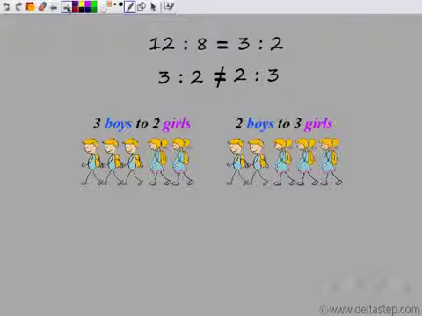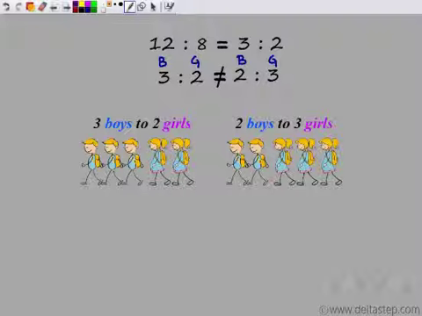Here 3 is to 2 is the ratio of boys to girls. Now, if you keep the quantity the same, that is the ratio of boys to girls, and you just switch the numbers, from 3 is to 2 you make it 2 is to 3, then it is not the same, because the first says that in 5 students, that is 3 plus 2, you would have 3 boys and 2 girls.